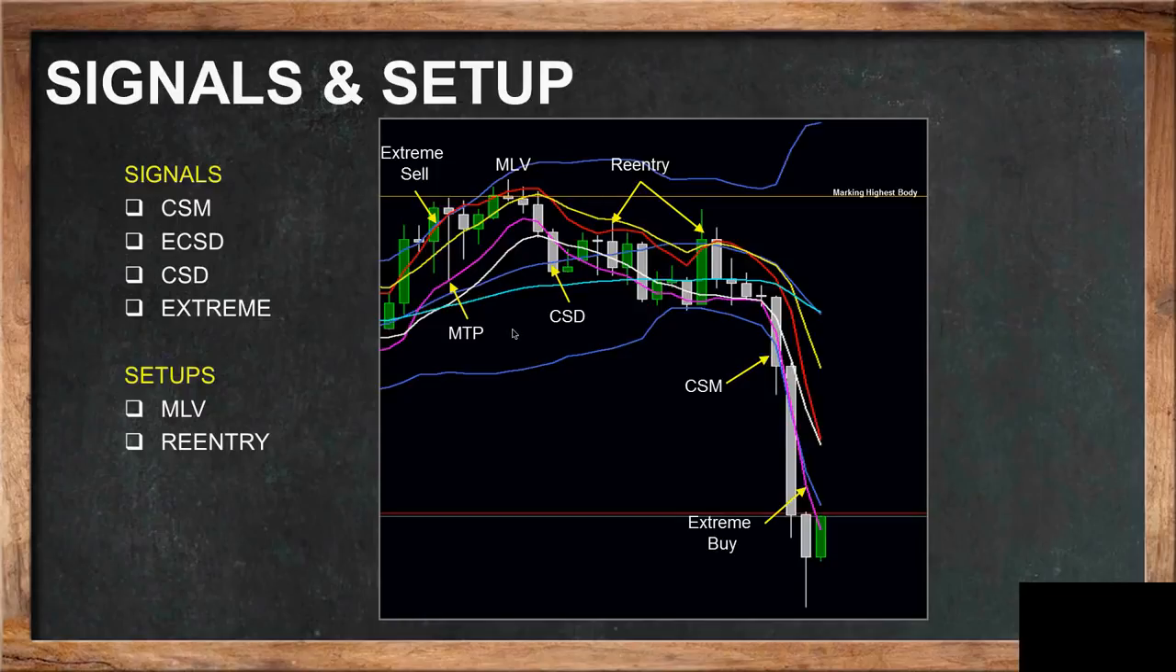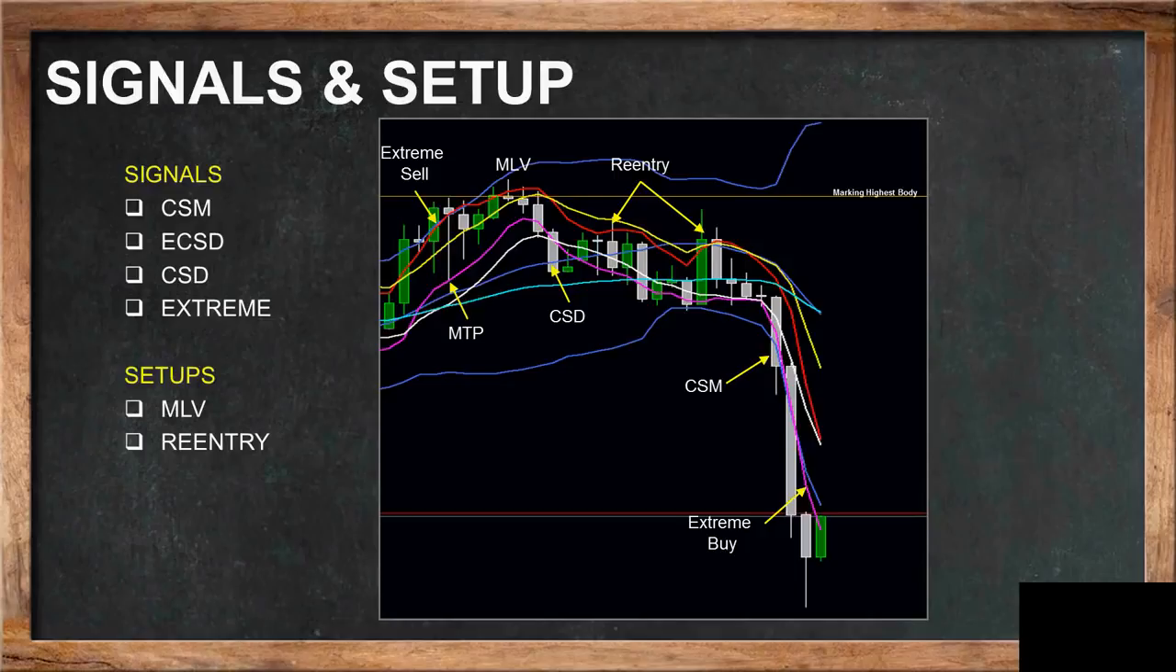The other signal is early candlestick direction. After MLB, if the candle breaks MALO, then that's the early candlestick direction. And if the candle breaks MALO 5, MALO 10, and middle BB, then that's the candlestick direction. That confirms the movement of the market going down to low BB. After CSD, sometimes the market retraces back up, so that gives you the re-entry after CSD.